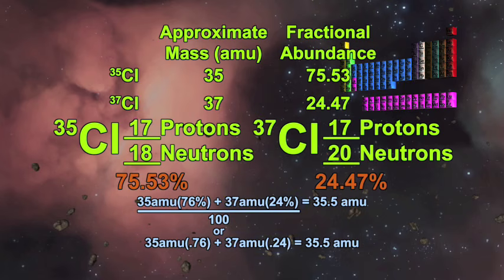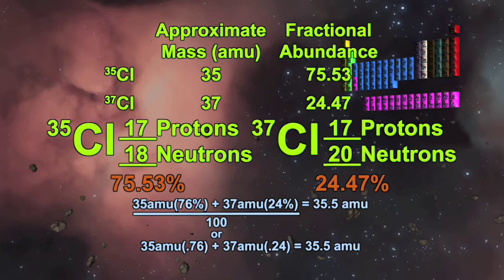For simplicity, we have rounded the fractional abundances and masses for both isotopes within our calculations. As we expected, the atomic mass, 35.5 AMU, lies closer to the mass number of the more abundant chlorine-35 isotope.